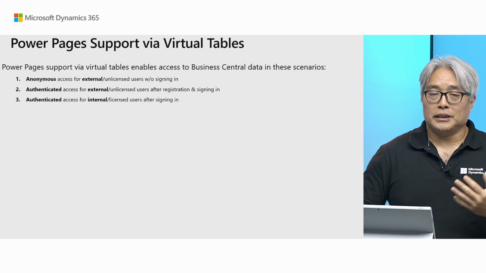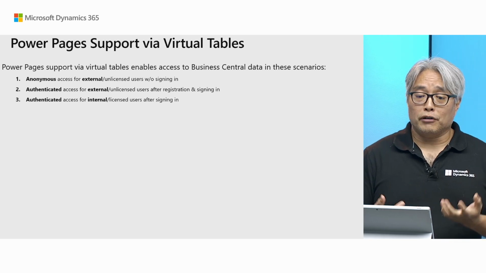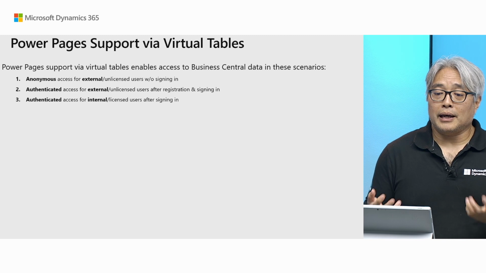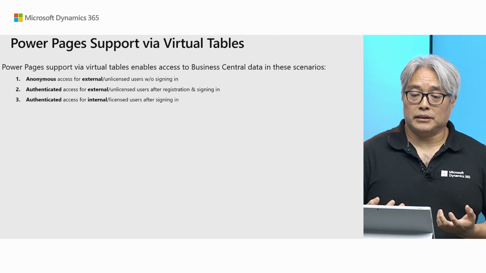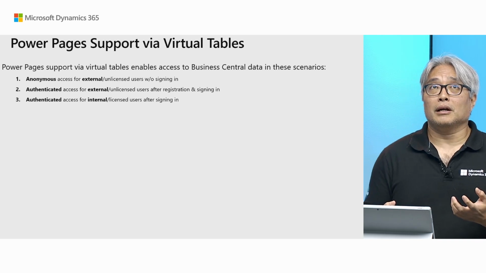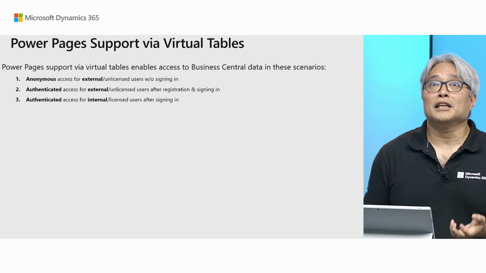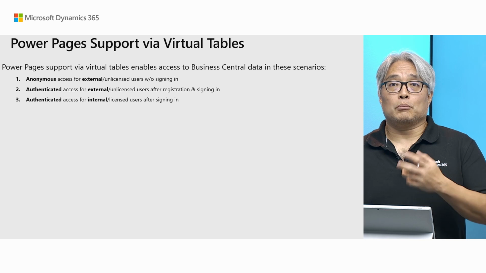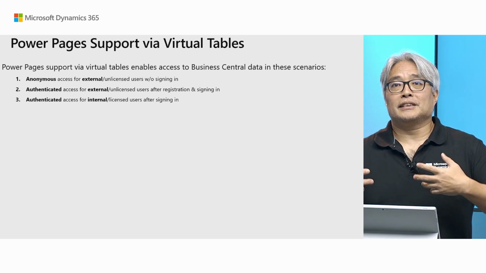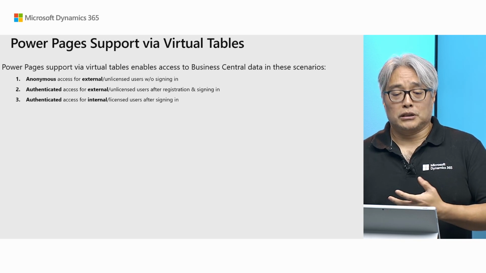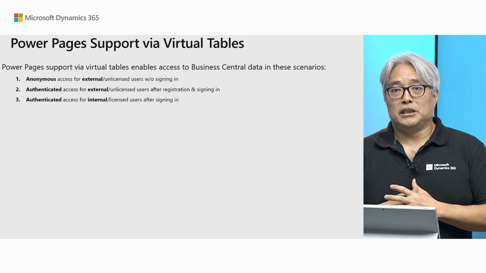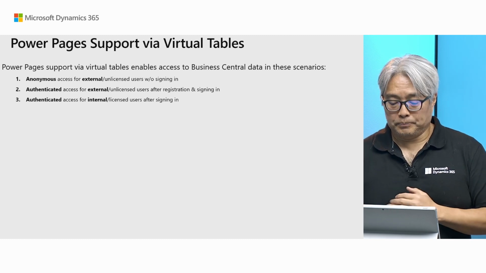The third scenario is essentially a scenario that you already have, for example, a virtual table access. This is authenticated access for internal or licensed user. Internal or licensed user can already access BC data using Power Apps like model-driven app or using Power Automate, right? So now we're just extending that functionality of virtual tables to allow internal or BC licensed user to access BC data through Power Pages, right?